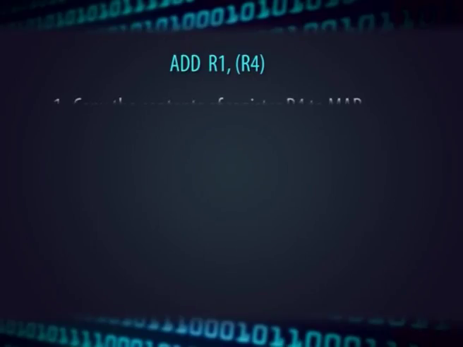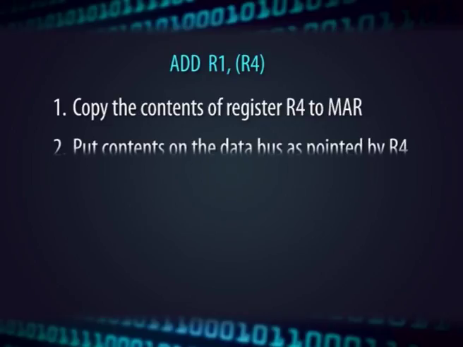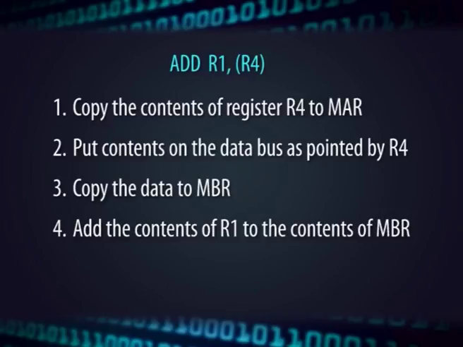The instruction implies adding the contents of register R1 to the contents of the memory location pointed to by the register R4. The first step is to copy the contents of the register R4 to MAR. The second step is for the memory to put the contents on the data bus as pointed by R4. The third step is to copy the data to the memory buffer register, and the fourth step is to add the contents of R1 to the contents of MBR.